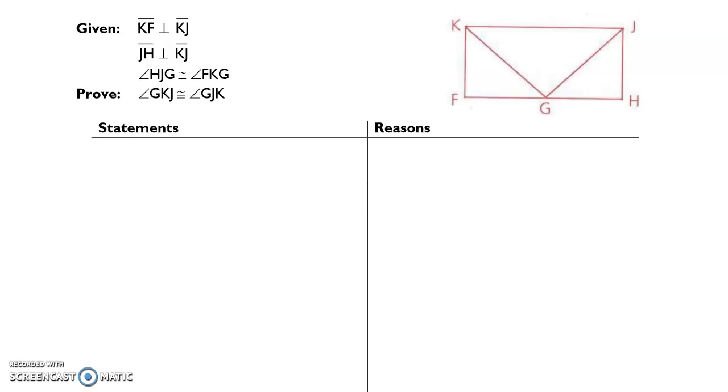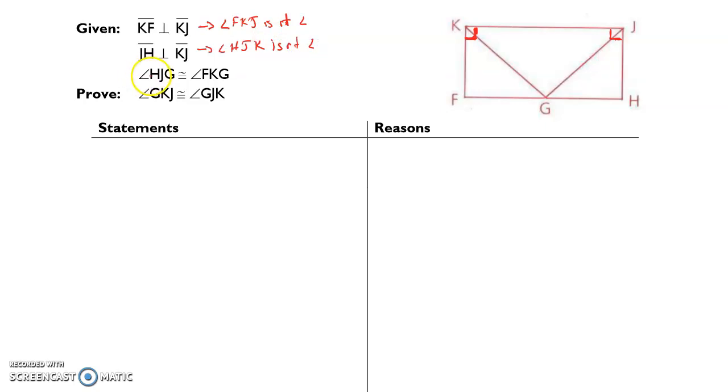Here we were given that segment KF is perpendicular to segment KJ. KF and KJ, that's a perpendicular angle. That tells me that angle FKJ, or JKF, is a right angle. I'm just going to abbreviate up there. Then segment JH is also perpendicular to segment JK. That tells me that angle HJK or KJH is a right angle.